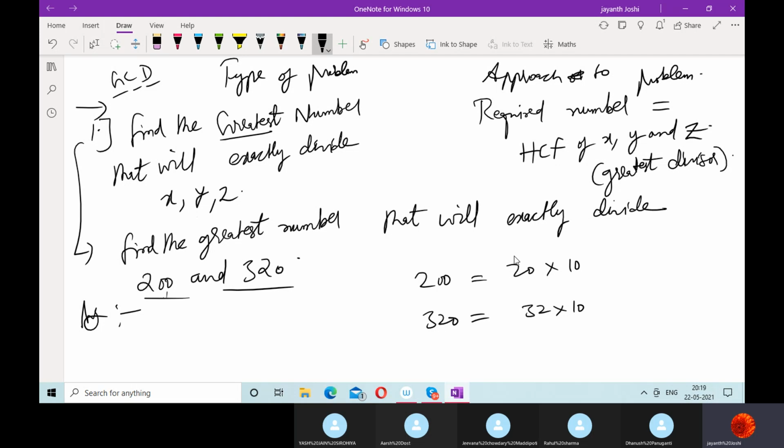Here this 10 and 10 are common, so I took 10 here. Now again I can break this. I can write this as 2 into 5 into 2, and this I can write as 2 into 8 into 2. Correct? Now what are the common factors?